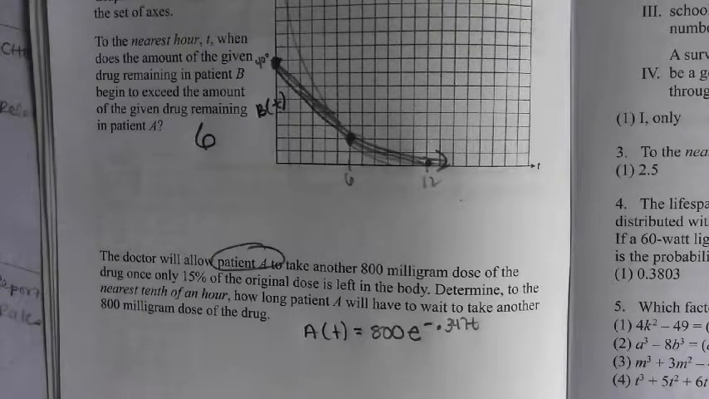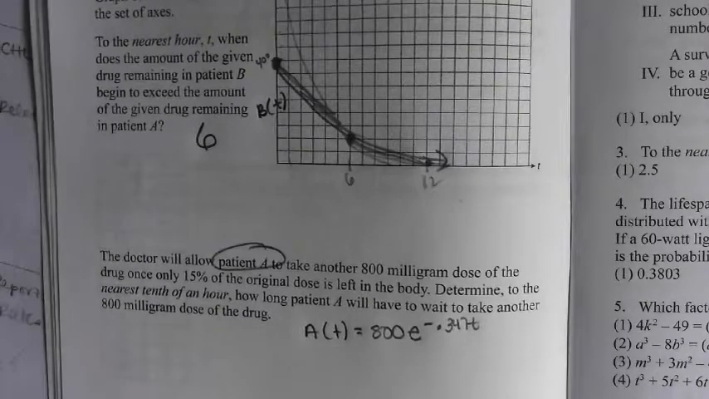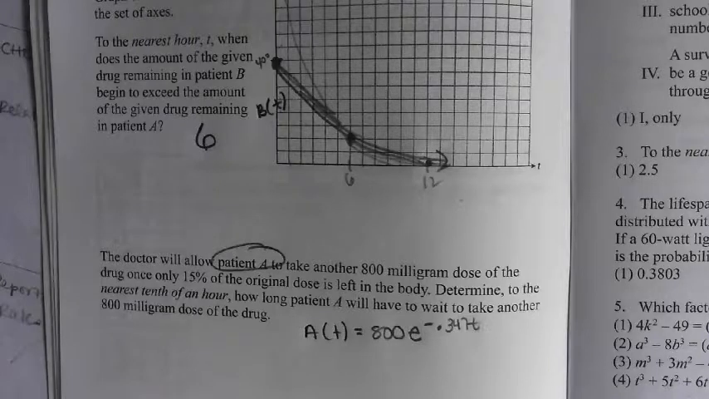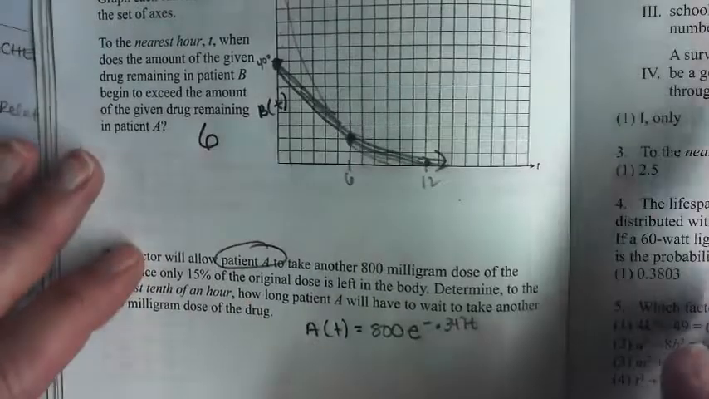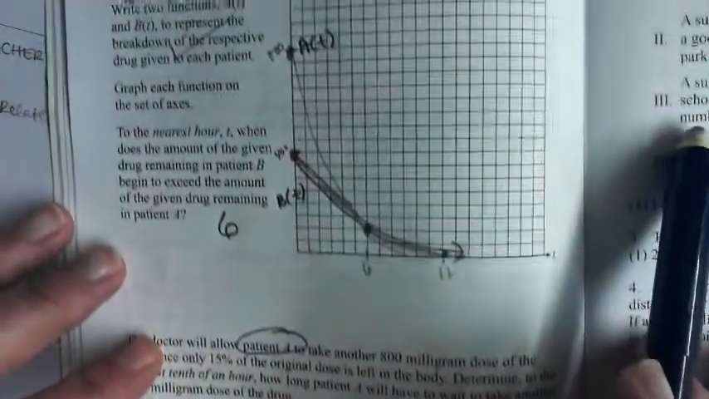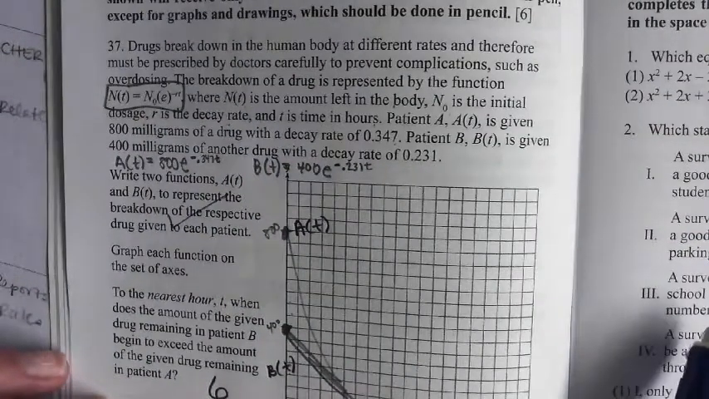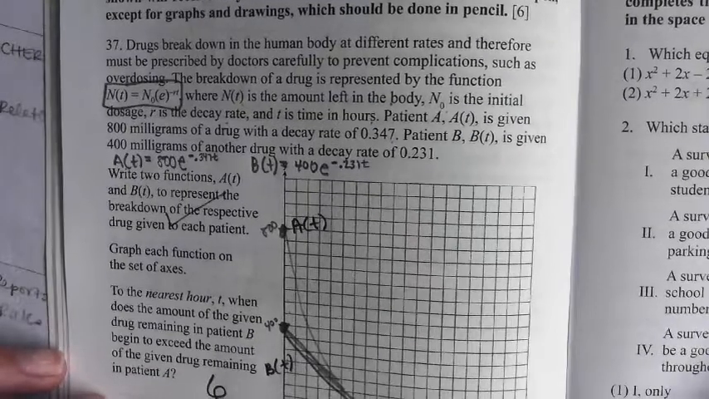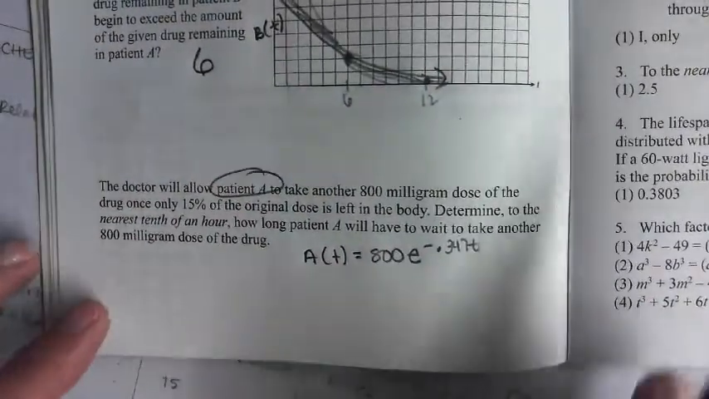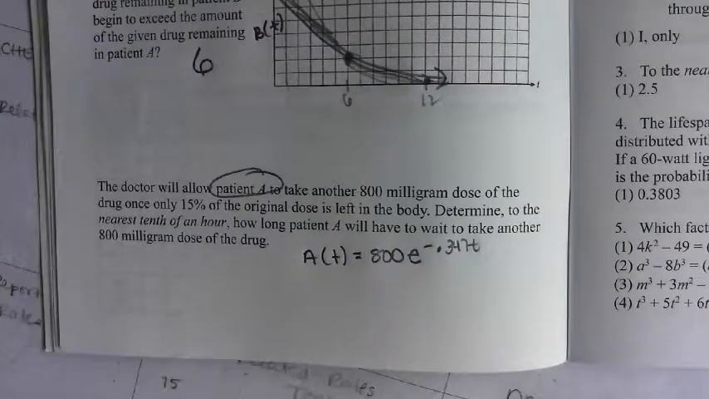for patient A? It's in my formula. Nope, that's the rate of decay. If you didn't know, it's back up in the paragraph at the top. Patient A. John?